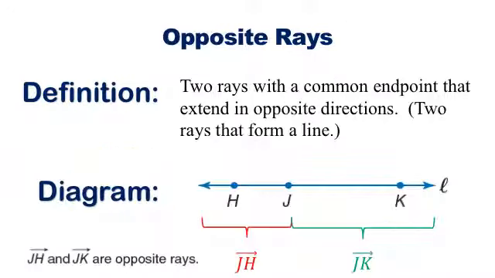Okay? So now that we know what rays are, it's also good to understand what opposite rays are. And the name really says it. They are two rays that go in opposite directions. So notice how we have ray JK, starting at J going towards K, and ray JH, starting at J going towards H. But not only do they go in opposite directions, they also form a line L in this case. Okay, so just another vocabulary word to make sure that we understand what it means.